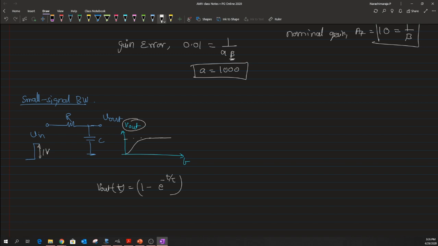Okay, so now in this case there are two terms involved. The very first term, which is the value of 1, is known as the forced response. And the other term, the exponential to the power of t by tau, is nothing but the natural response or the transient response.